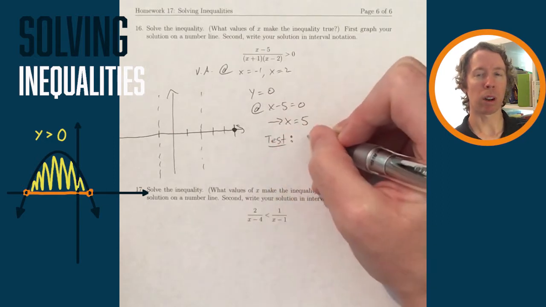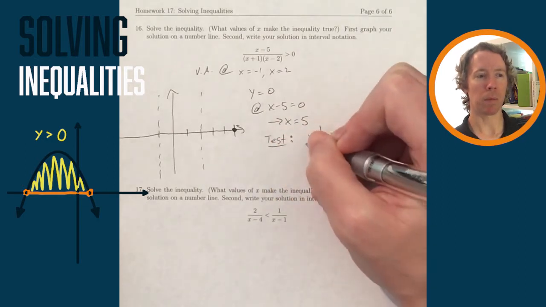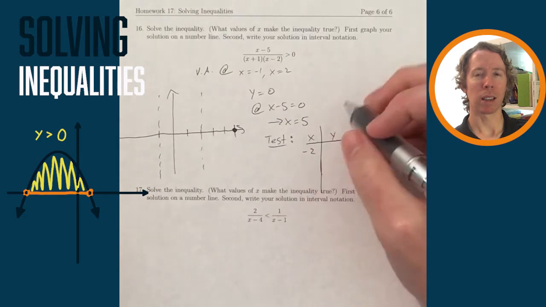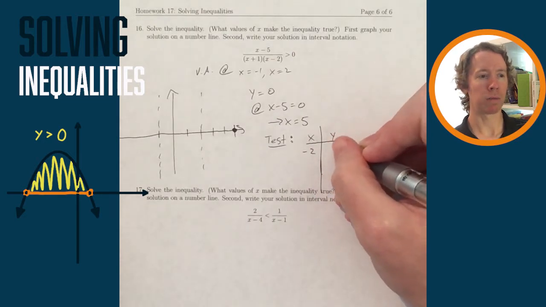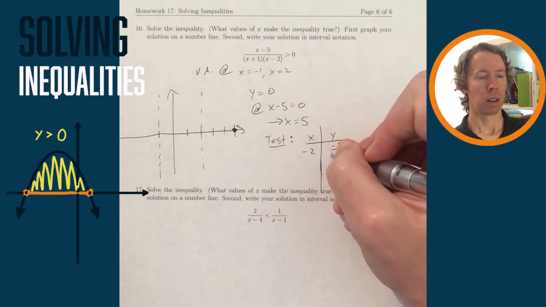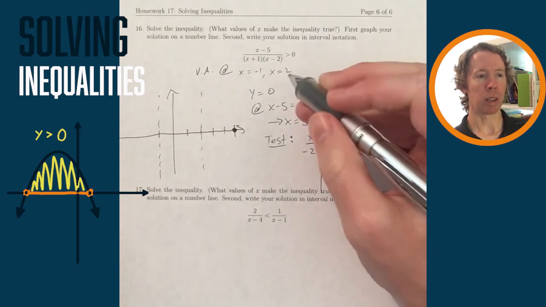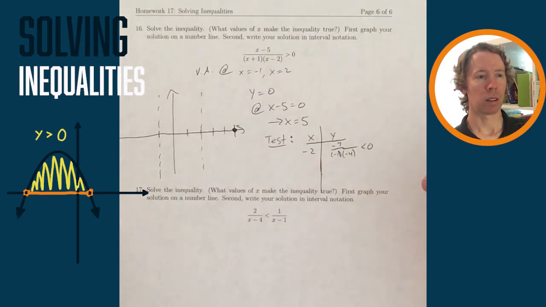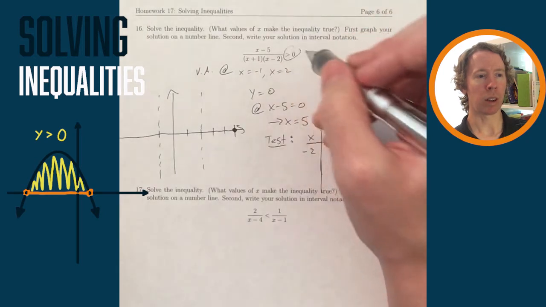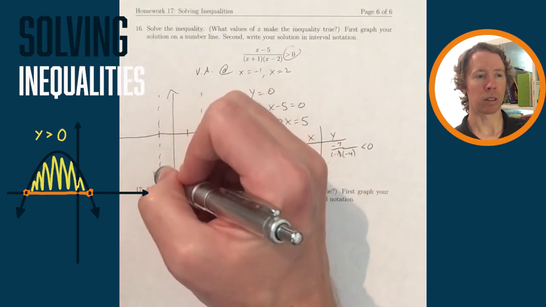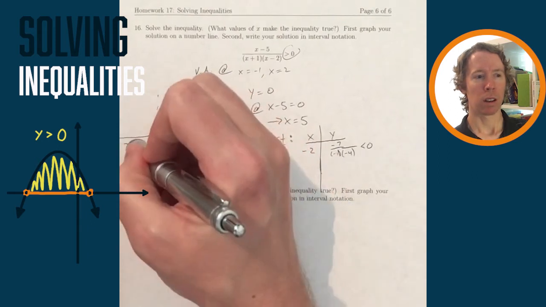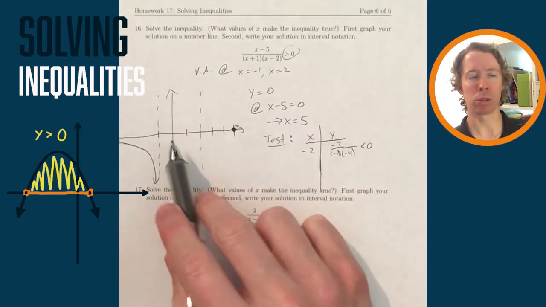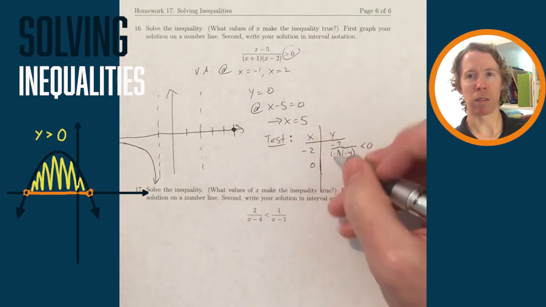So now I have my graph broken up into pieces. These are the only pieces that I care about. Now I'm going to pick an x value from each piece and see if y is positive or negative. So on the left-hand side, I just plugged in x equals -2. And when you multiply out everything, you get 3 negatives. So altogether, the y value is negative there. So that whole piece of the graph will not be in my solution because the y values are negative there instead of positive.